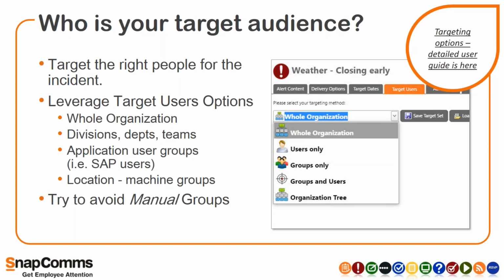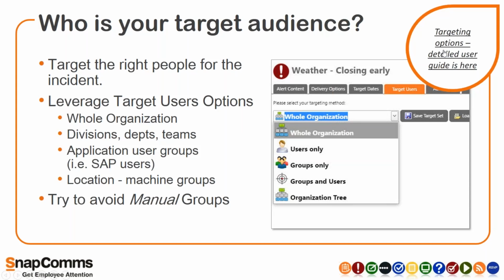I think the two big things here, use groups that are synchronized so they don't get out of date. Don't use manual groups that you've set up. They will get out of date. And make sure you align the group of people that you're sending the message to with the ones who actually care or are impacted by whatever the event is that you're sending out info on.